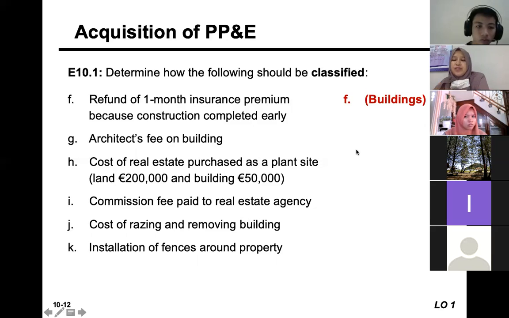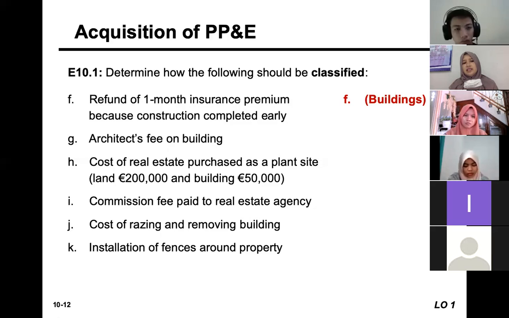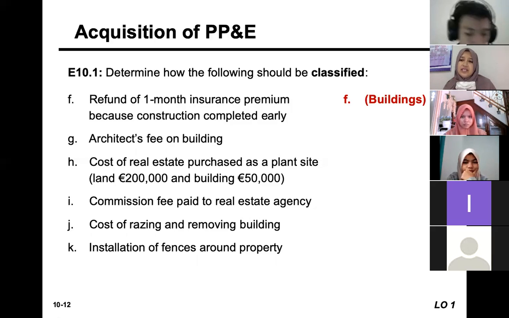Construction completed early. Previously, when we paid insurance, we included the cost of insurance in the building. Now the construction of the building has completed early, so we are given back the 1-month insurance premium. So we need to deduct the previously recorded insurance amount from the building. That's why we credit the building account. Okay, Rama? If you pay insurance during construction, yes, it must be added to the building.